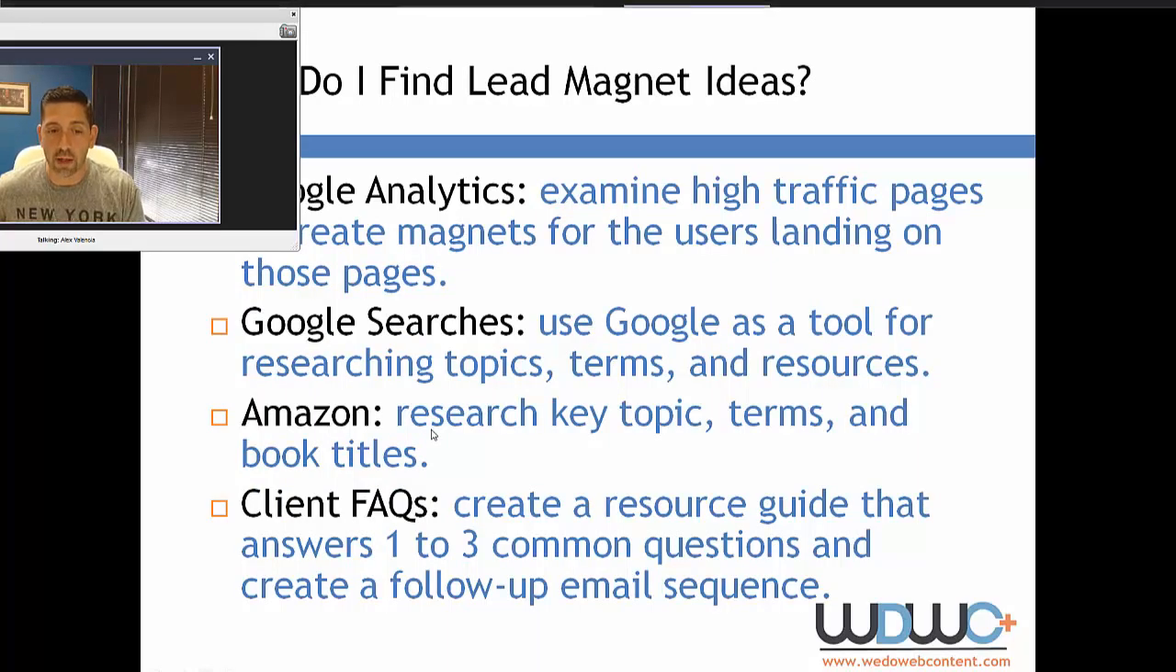So again, how do I find lead magnet ideas? Google Analytics: examine your high traffic pages and create lead magnets for the users that are landing on those specific pages. Also do some research on Google, look for the terms that you might want to be optimizing for and see what you find under those terms. Amazon: I use Amazon a lot when we're developing new books for our clients. We want to make sure a lot of the titles aren't already out there, but there's a lot of good information on Amazon for lawyers, with books that are out there for us to develop, or lead magnets.